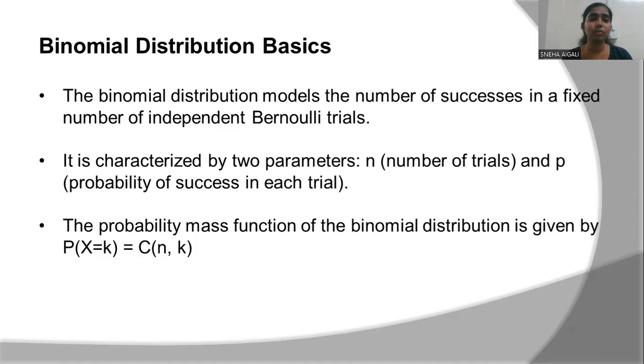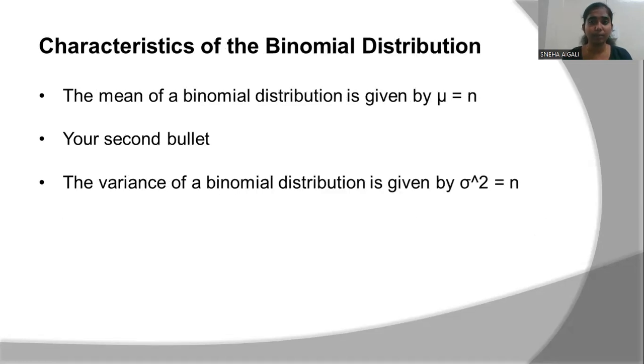Let us first go through binomial distribution. That is the basics of binomial distribution. Binomial distribution models the number of successes in a fixed number of independent Bernoulli trials. It is characterized by two parameters, that is n and p. n means the number of trials and p is the probability of success within each trial. Next up is the probability mass function of the binomial distribution. It is given by P of X equal to k, that is equal to C of n and k.